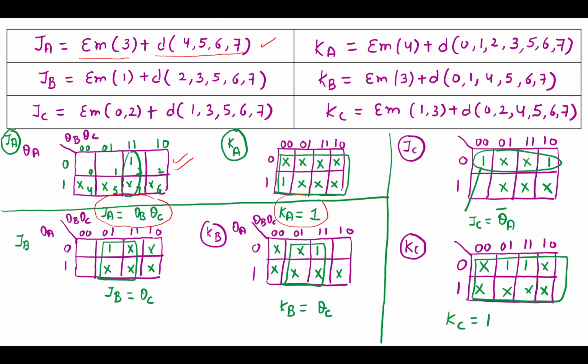And what is the KA value? The KA value is 1, and the JB value is QC, and the KB value is QC. And now we come to here, the JC value is QA bar and the KC value is 1. So here there is a 3-variable K-map. All the K-maps are 3-variable.